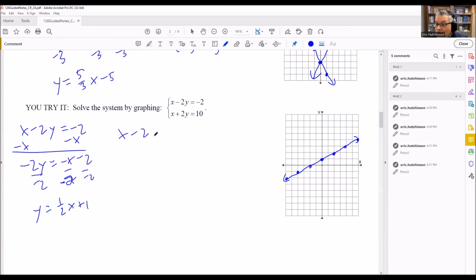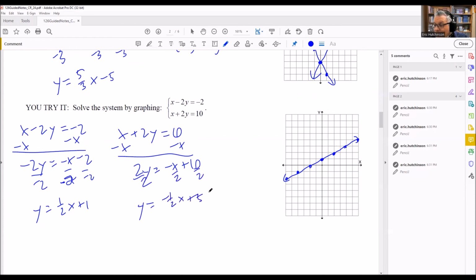For the other one, we have x plus 2y equals 10. And now we're going to solve for the y here. So we just subtract x from both sides. And we get negative x plus 10. Divide by 2. We get y equals negative 1/2 x plus 5. So we go 1, 2, 3, 4, 5 up here.